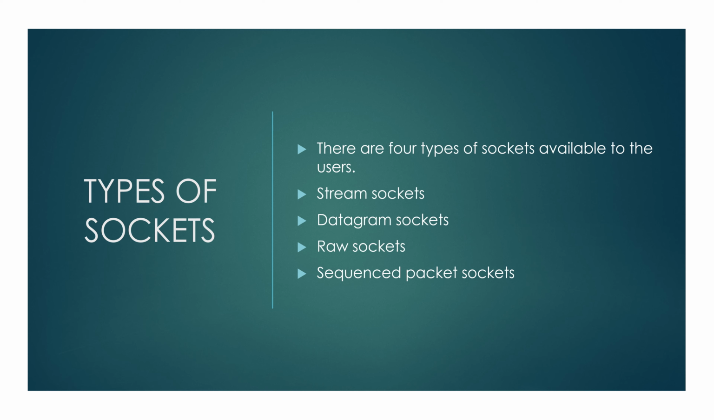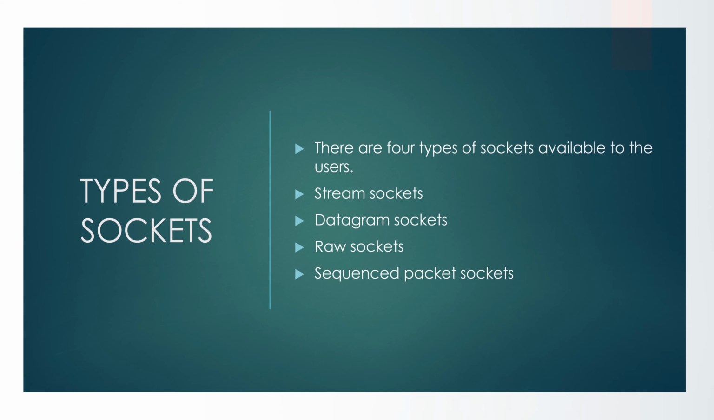Raw sockets. Raw sockets provide access to internal network protocols and interfaces. This type of socket is available only to users with root user authority or to non-root users who have the capability. Sequenced packet sockets. This socket provides a sequenced, reliable, and unduplicated flow of information.